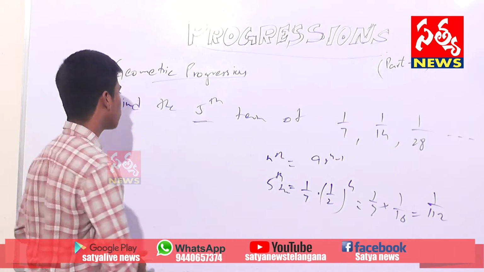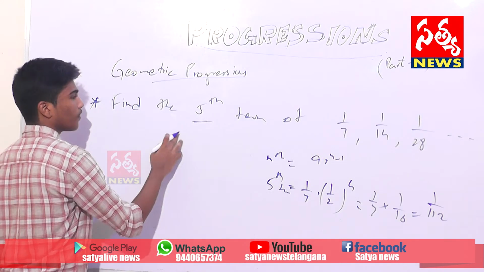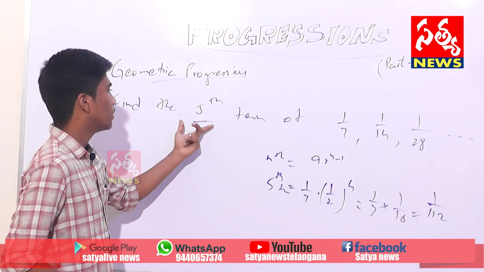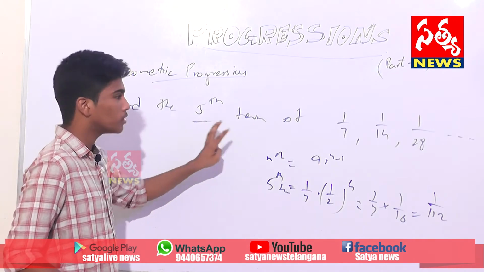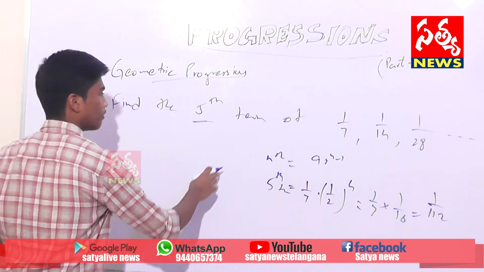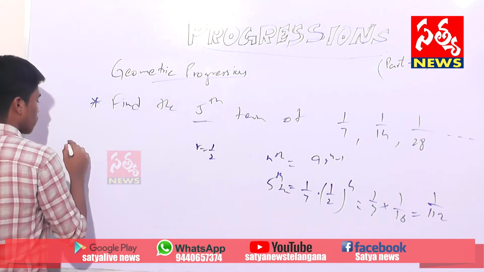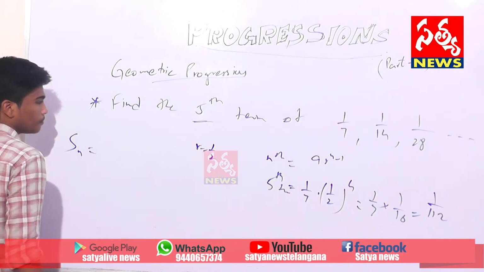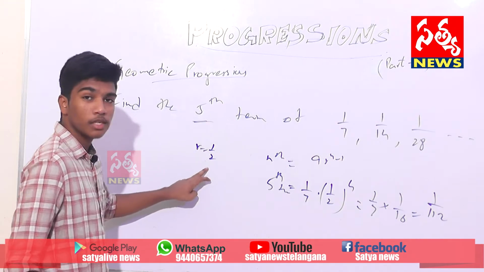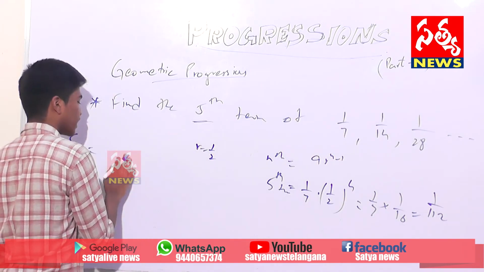Similarly, if they ask to find the sum of, let's take 10 terms in this GP. You know this is in GP and r value, the common ratio, is 1 by 2. Simply take the formula. See here, r value is less than 1. So I have to take the second formula.